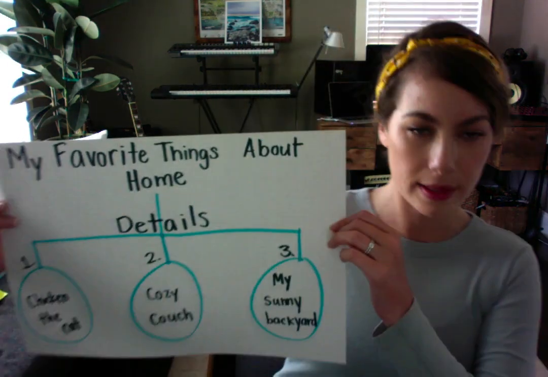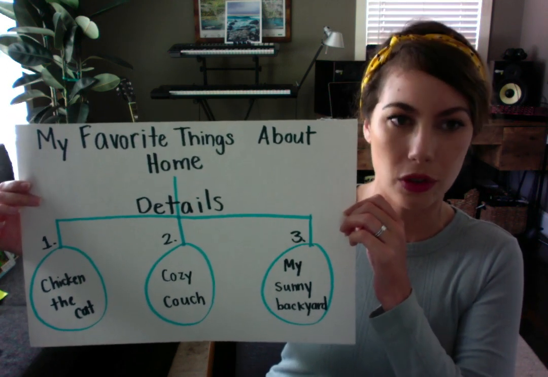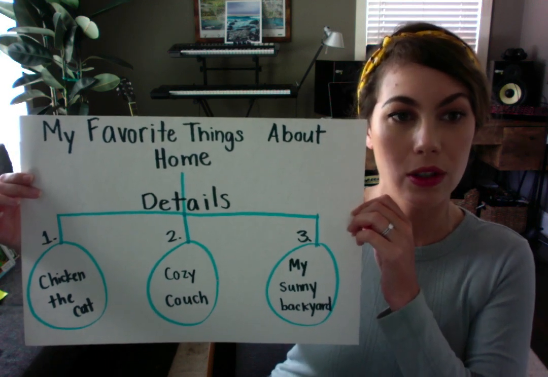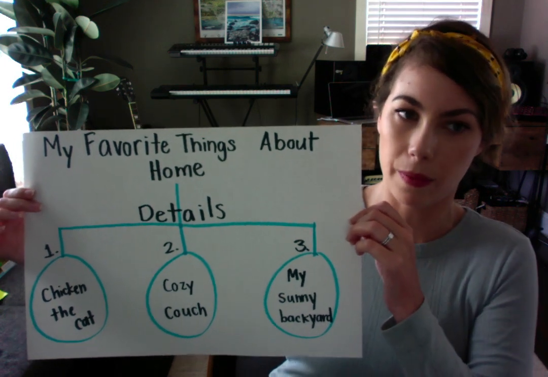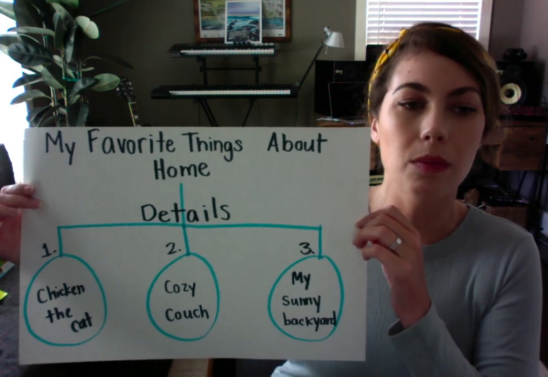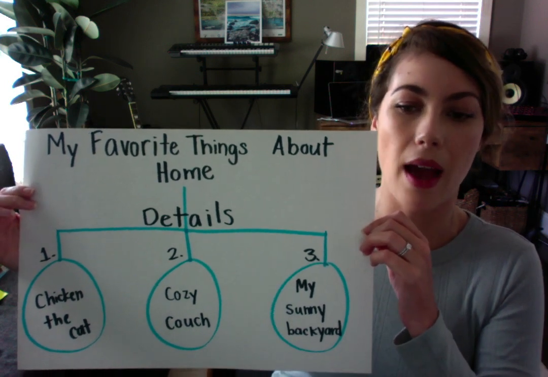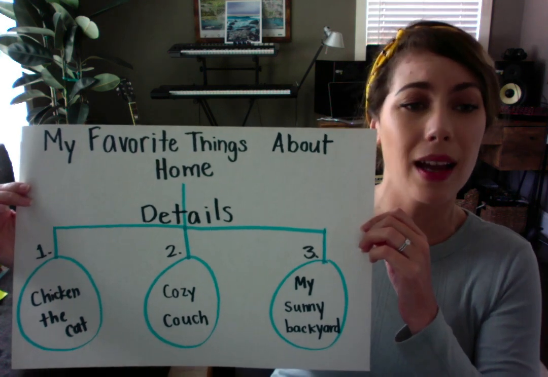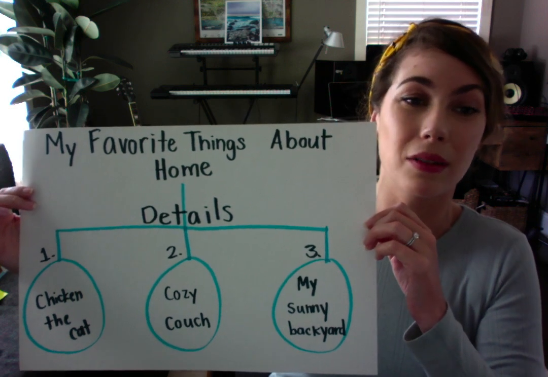The last thing I want to say about this is I want you to notice that I said things in my details that make it so much more interesting. So for example, I didn't just say cat, couch, and backyard. You can do that. That's perfectly fine and acceptable. But what's more fun to read? It's more fun as a reader to hear Chicken the cat, the name of my cat, my couch that's cozy. So a cozy couch. I'm using adjectives to make my writing more fun and more interesting to read.